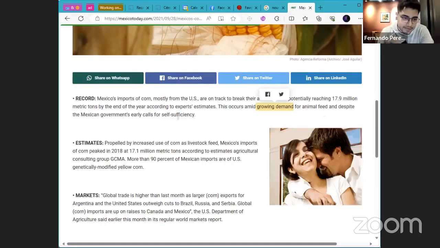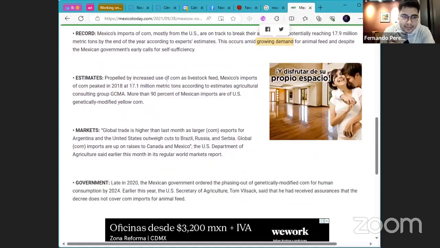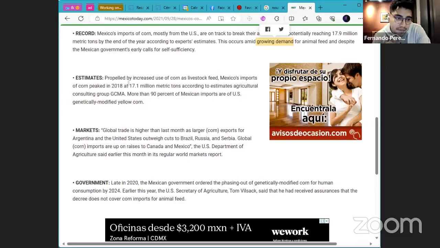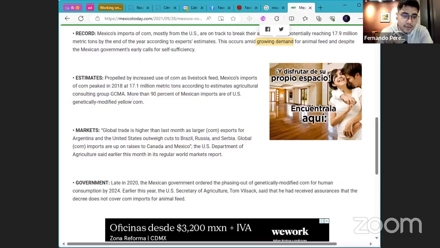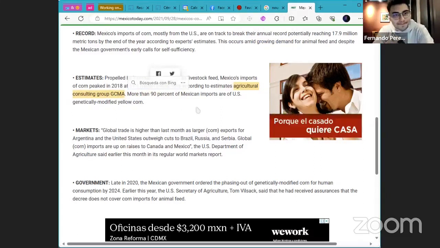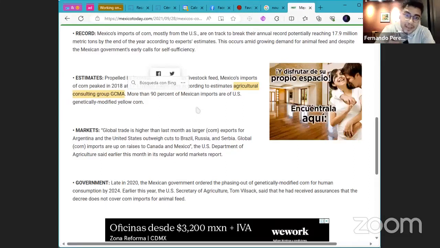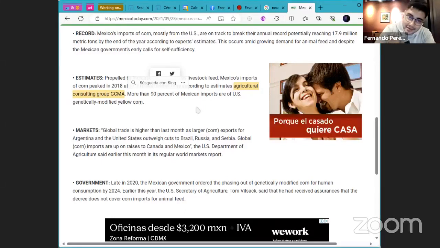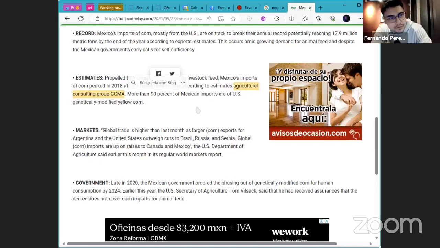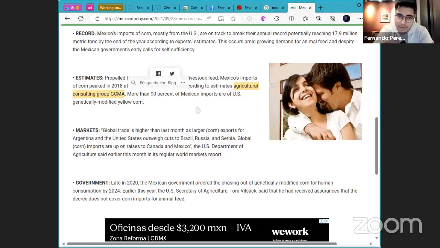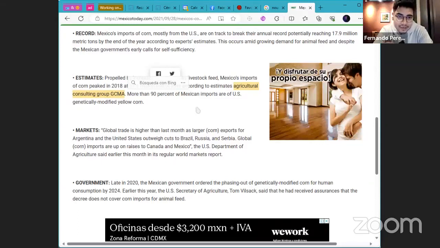Let's find another example. Propelled by increased use of corn as livestock feed, Mexico's imports of corn peaked, according to a Cities Agricultural Consulting Group. Again, we have the word consult, transformed as an adjective, consulting. Before a noun, consulting. We are describing the type using an ing word.